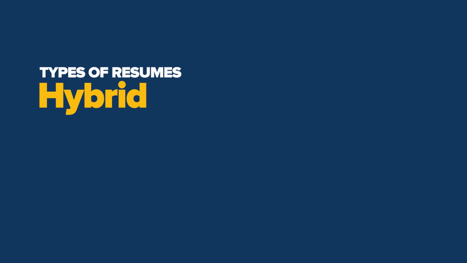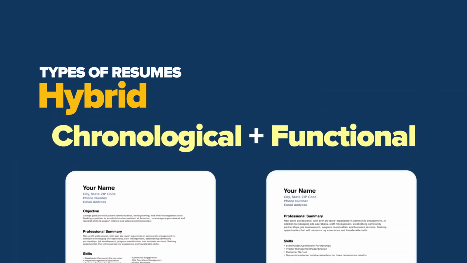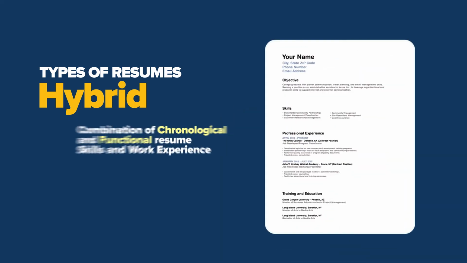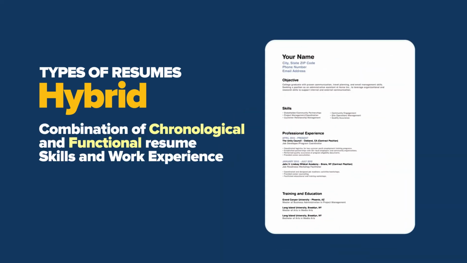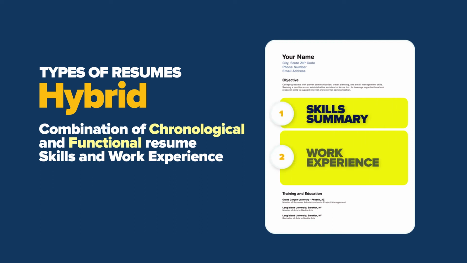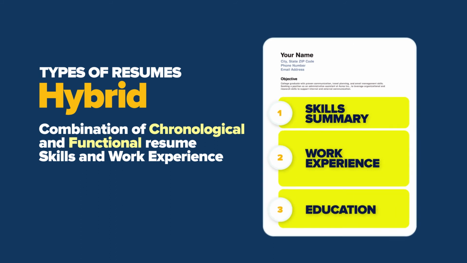The third resume type is the hybrid resume. This type of resume is a combination of the chronological and functional resumes. It emphasizes your skills and your work experience. Using this resume, you would use these sections, ordered in this way: skills summary, work experience, and education.